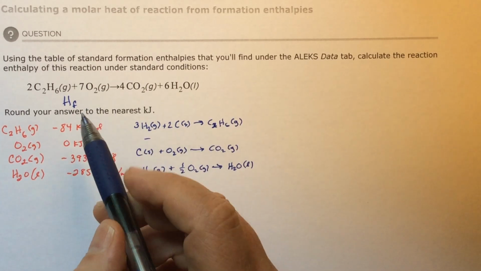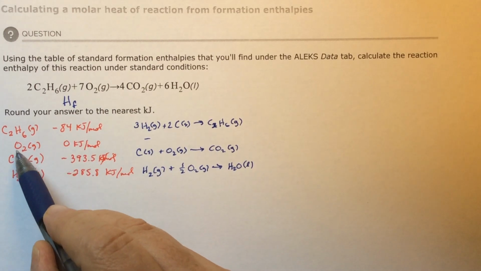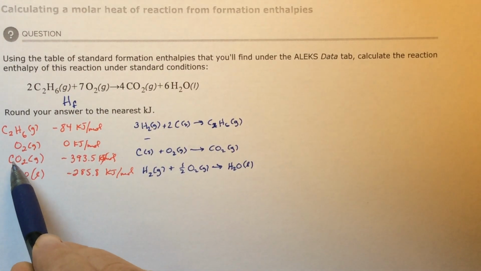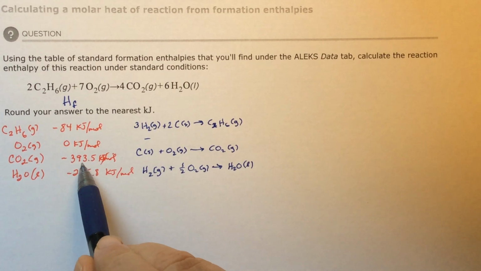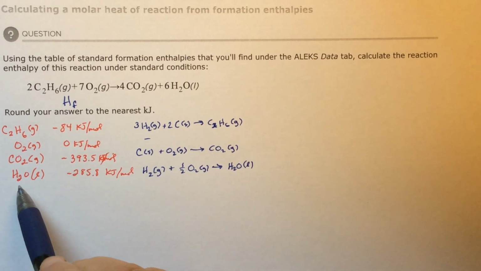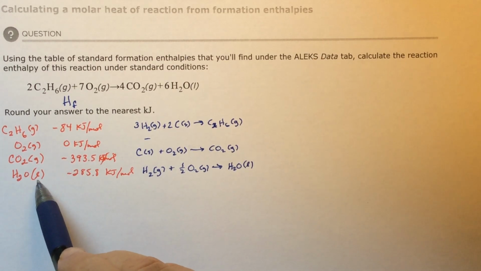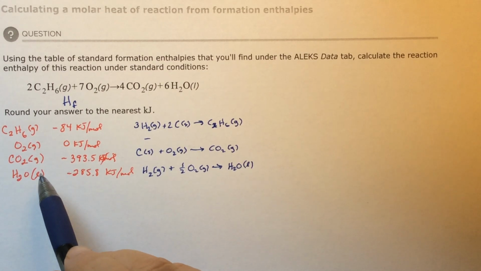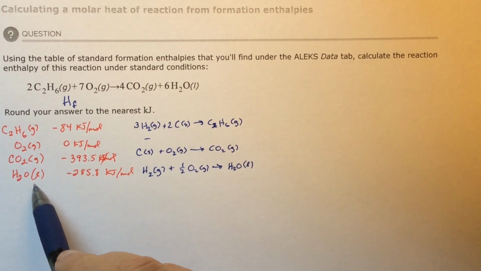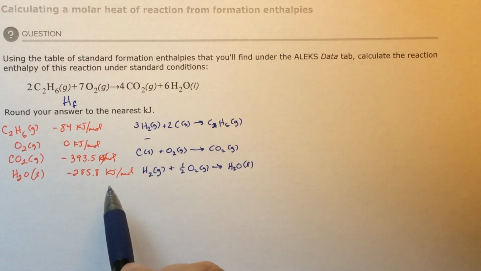Okay, so this one is 0 because it's just in the free state. Carbon dioxide gas: here's how much heat is released when you make carbon dioxide. Liquid water, and you have to be careful because in your table there's liquid, there's solid, there's gas. You have to pick the one that you want. For liquid water to make, it's going to release 285.8 kilojoules per mole.